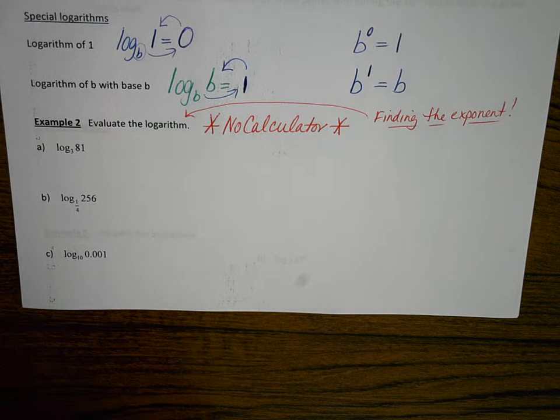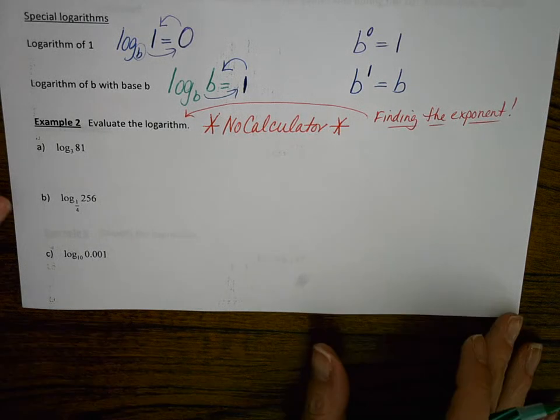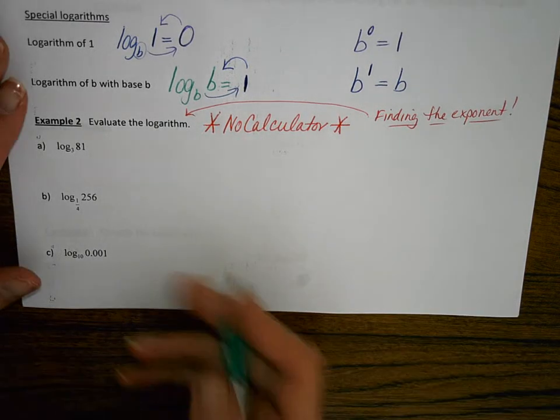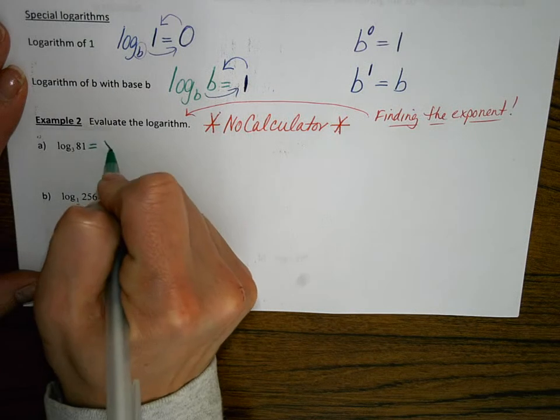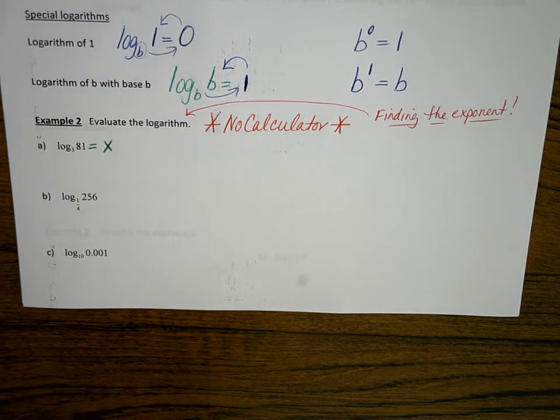Okay, so to get this started, log base 3 of 81. All right, I know that I'm finding an exponent. So I'm going to set it equal to x, and x is the exponent I'm trying to find. Yes, sir. I could set it to any variable I wanted, really.